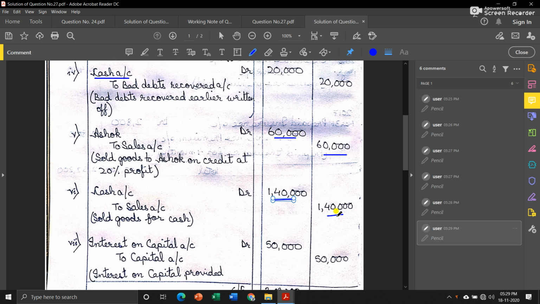If there is any trade discount, then after deducting the trade discount we will write the selling price, but if there is no trade discount, then we will add profit to the cost price and then write it in our journal.